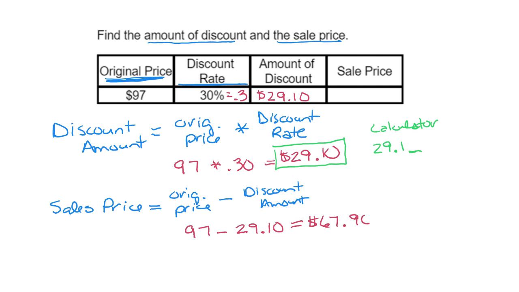Again, you can do this by hand or you can use your calculator. And this will be your sale price. So once again, we're just filling in the table. So the discount amount, original price times the discount rate. Make sure you change your rate into a decimal form. And then the sale price. The sale price is going to be the original price minus the discount. So make sure you know how to calculate your discount amount and your sale price.